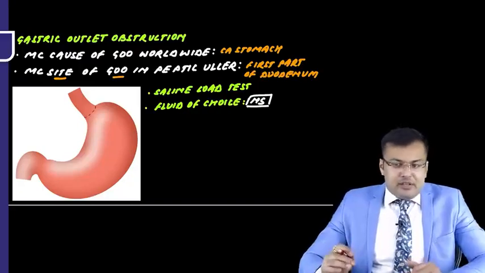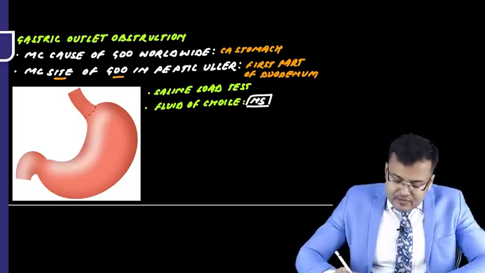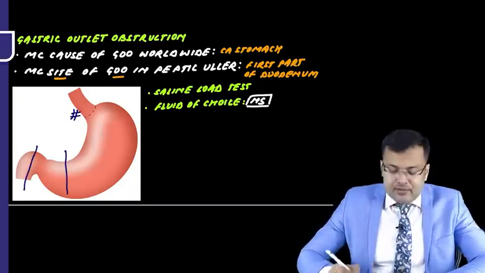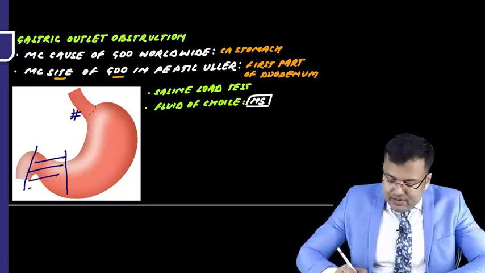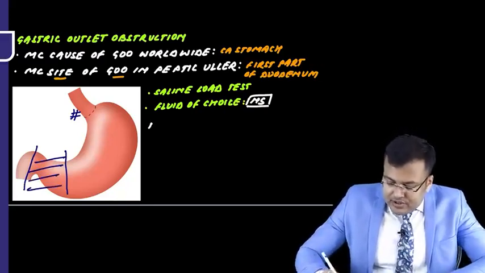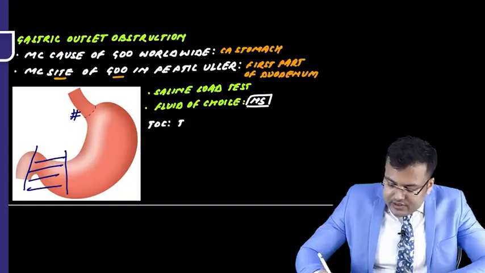Now imagine if the patient is not improving. In such cases, what do we perform? Truncal vagotomy and antrectomy. So for non-responding patients, the treatment of choice is truncal vagotomy plus antrectomy.